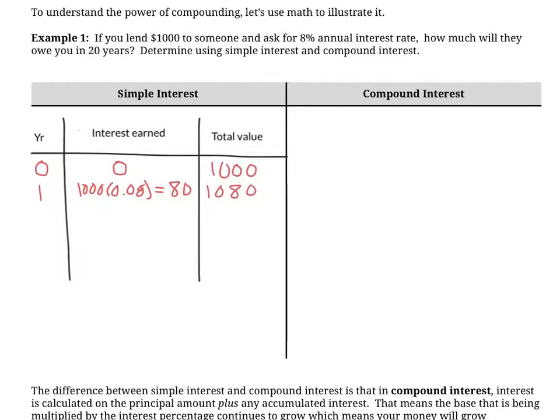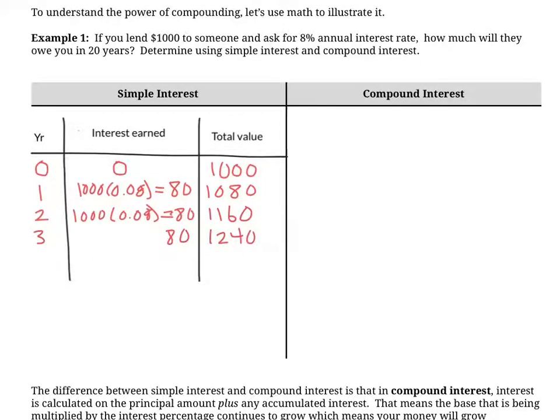So in simple interest, the next year we're going to earn the exact same amount of interest again. So the interest is calculated on the principal, which is the original amount that we invested. So again, it's going to be $1,000 times 0.08, and so we're going to earn another $80. Which means we're going to have $1,160 at the end of the second year. So this is going to continue on and on. So in our third year, we're going to earn another $80. And we'll have $1,240, and et cetera, et cetera.